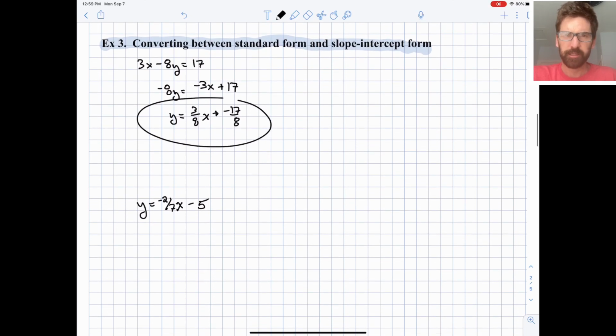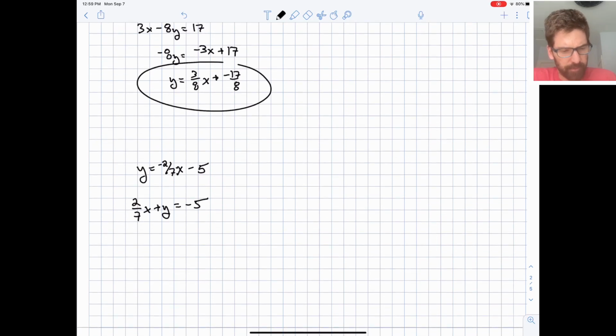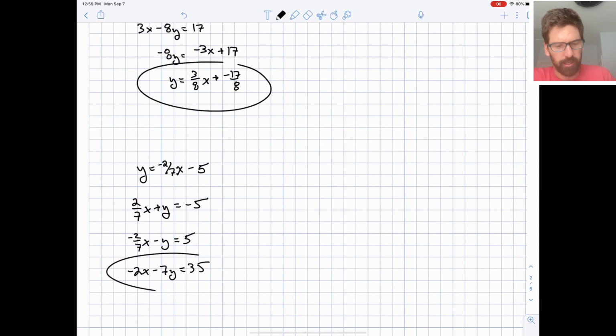Getting into standard form, we did a similar problem earlier as our first example in this video, but let's group all the x's and y's over on the left-hand side. So we'll have 2/7 x plus y equals negative 5. Let's make that 5 a positive. That is somewhat conventional. Again, I don't know if that's required, but it's what I typically do. And then let's multiply both sides by 7. So we have negative 2x minus 7y equals 35. Okay, and so we ended up with a standard form equation right there. All right, nice, we did it. That's a good place to stop.